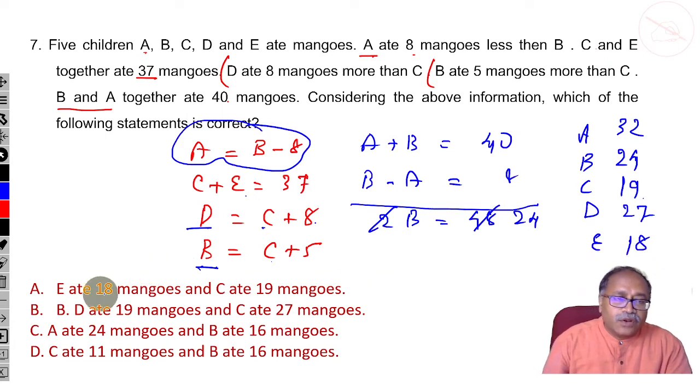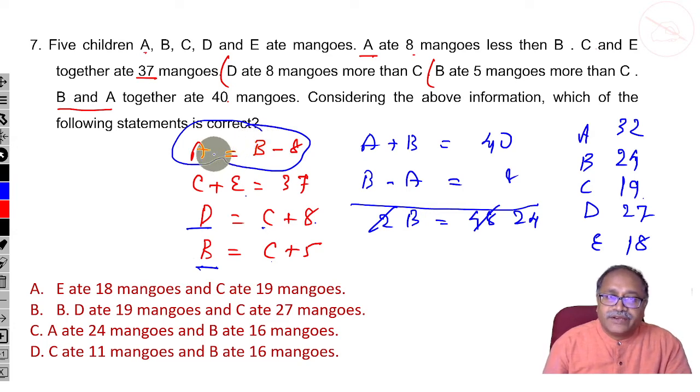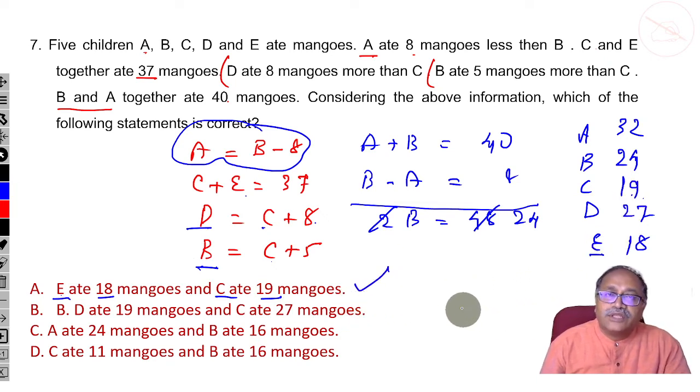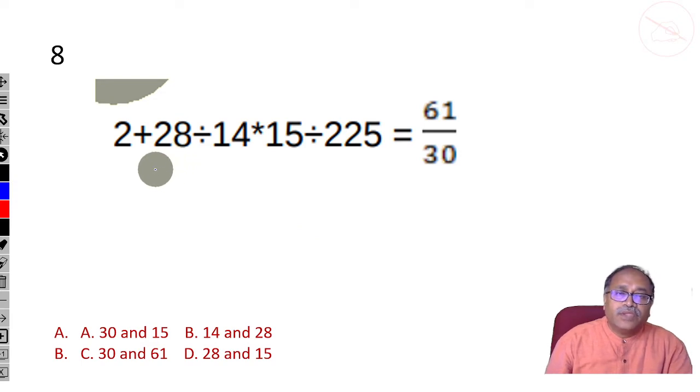That's how we got it. Now see what they asked: which of the following statements is correct? Is there E 18 and C 19? E 18 and C 19, yes, this is correct. So I don't need to check the remaining statements. My answer is A. Okay my friends, let's move on to the next one.